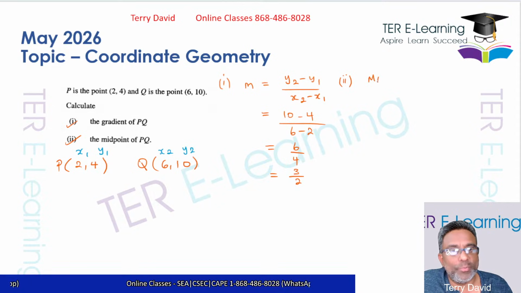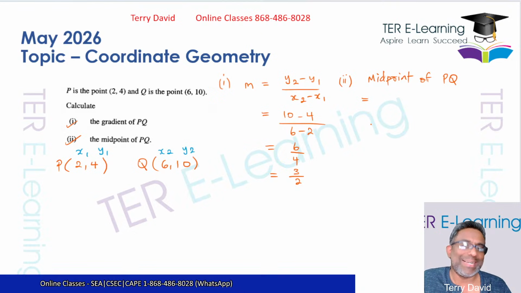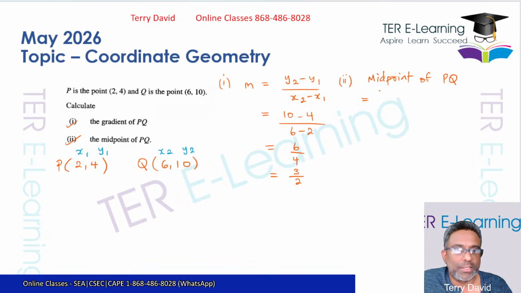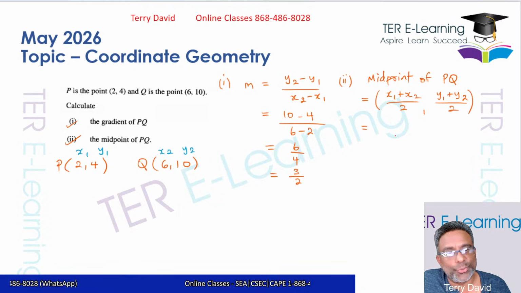So there is a formula to work out midpoint. So midpoint of PQ is equal to, now midpoint, the answer is going to be a coordinate. To get a midpoint, what you're really doing, you're adding your 2 x coordinates, x1 plus x2, and you're going to divide by 2. You're going to take your 2 y coordinates, y1 plus y2, and you're going to divide by 2. Now this formula is not given to you in the exam, so you need to know it.